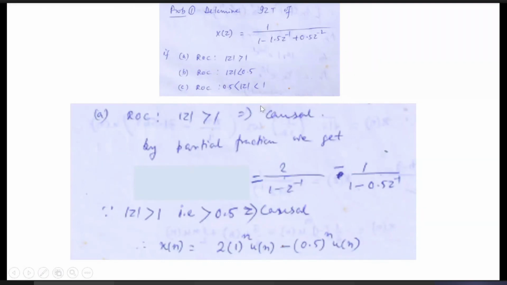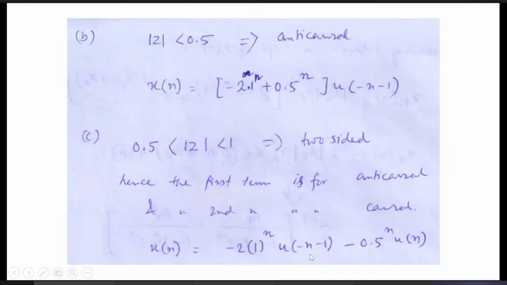That may be greater than 0.5 but less than 1. So interior of a circle. So the associated term is what? It is the anti-causal sequence. So we have to write it in this way: minus 2 into 1 to the power n u[minus n minus 1].